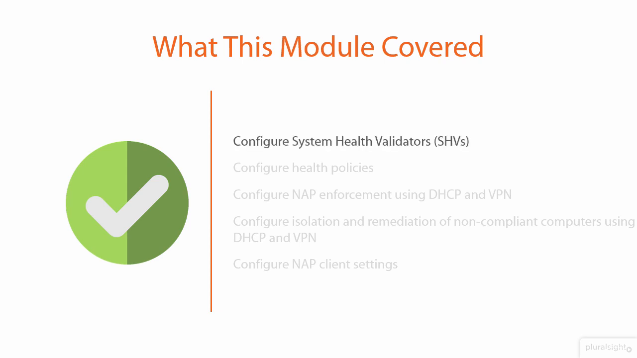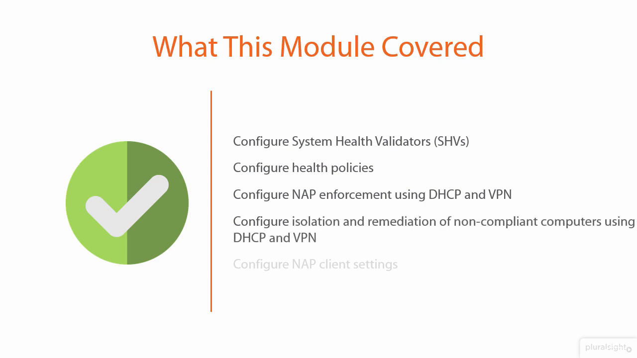We talked about those system health validators, or the one that exists in the Microsoft operating system that gives you some very coarse control over what conditions make a healthy machine versus an unhealthy one. We use that to create a health policy, and then those to create NAP enforcement using both DHCP and, to a lesser extent, our VPN scenario.